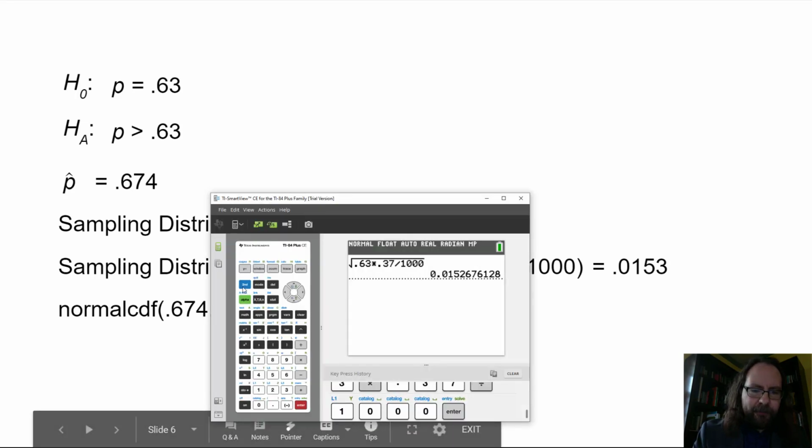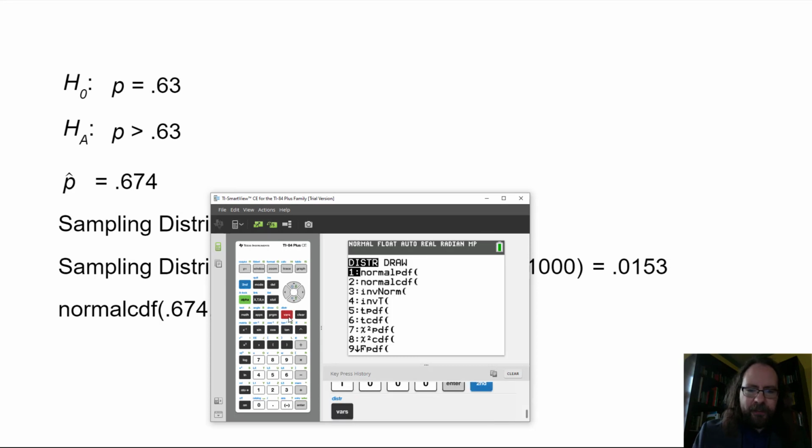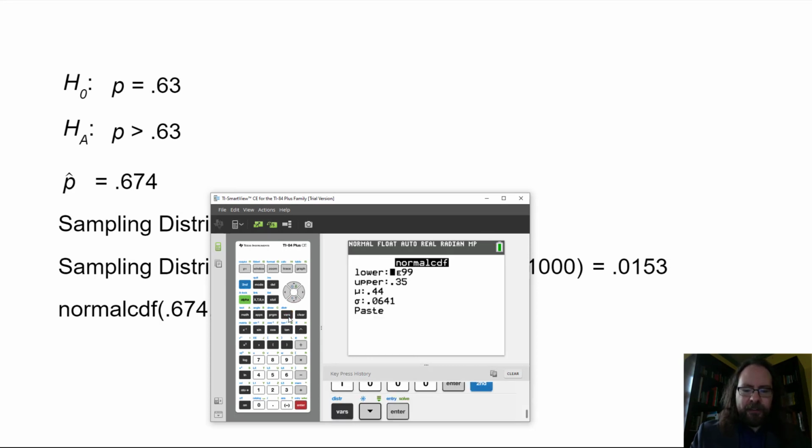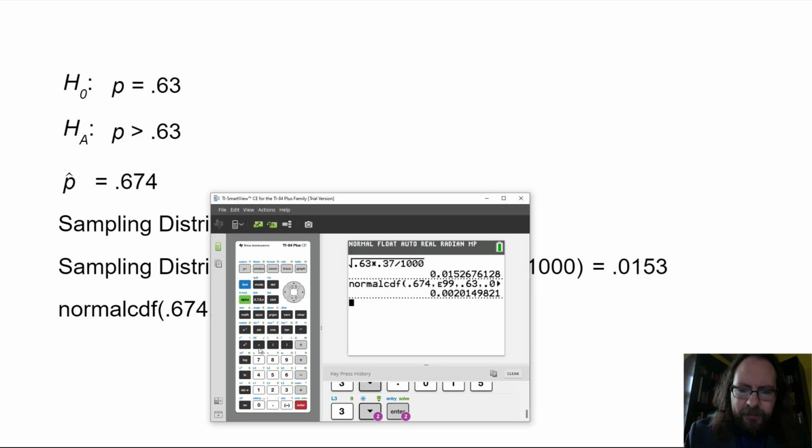So on my calculator, I'm going to go into normal CDF, and I'm going to put in 0.674 for my left bound. My right bound is E99. My mean is 0.63. And my standard deviation is 0.0153. I'm going to paste that. And we end up getting 0.002.